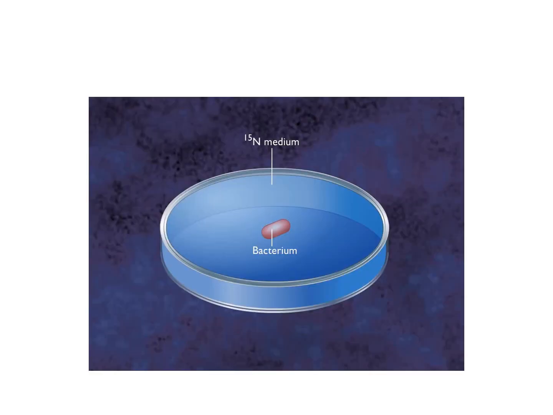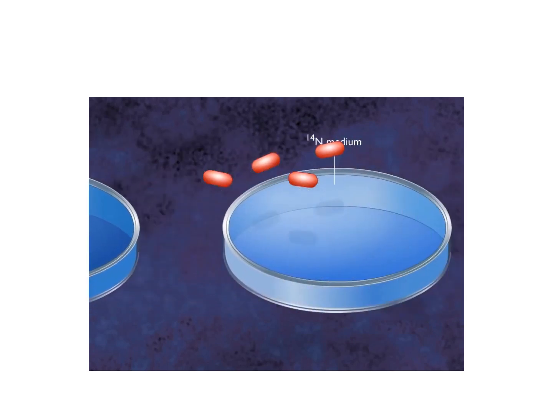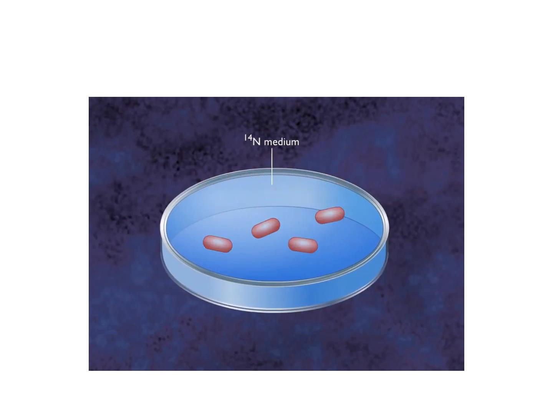So let's look at the experiment. The Meselson and Stahl experiment provides evidence for semi-conservative replication of the DNA molecule, where the two parent strands serve as the template for synthesis of new strands. In this experiment, bacterial cells were grown for several generations on a medium containing a heavy isotope of nitrogen, N15. The DNA in these cells therefore contained heavy N15 nitrogen. The cells were then transferred to a new medium containing the normal lighter isotope, N14. At various times after the transfer, samples of the bacteria were collected.